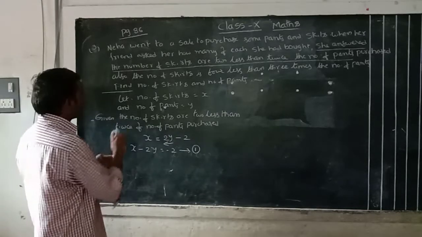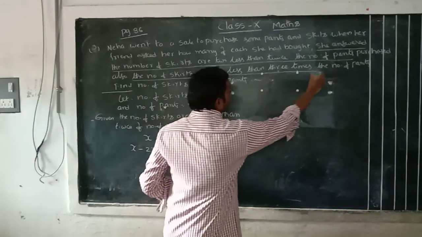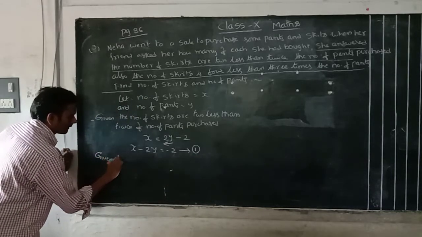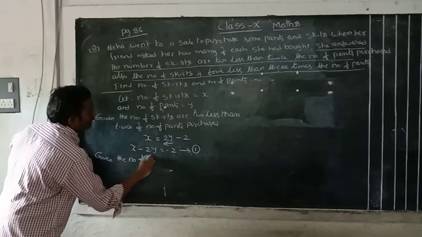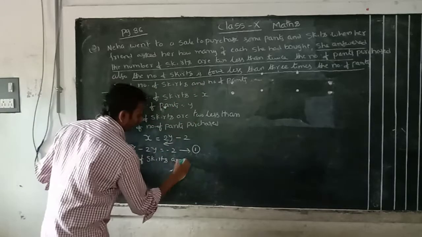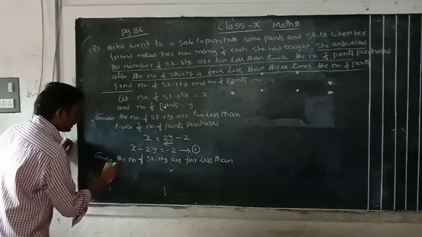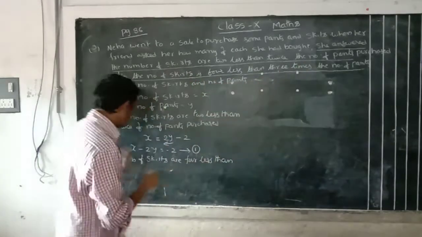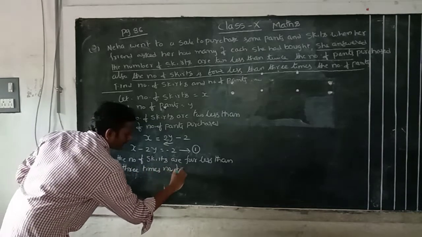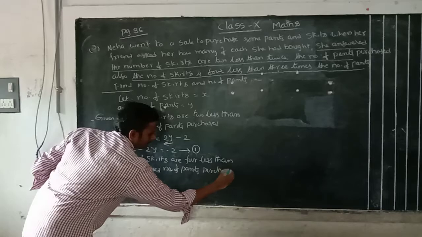Go for the next sentence. What is the next sentence? The number of skirts is 4 less than 3 times the number of pants purchased. Both are the same skirts only. 4 less than 3 times the number of pants purchased.